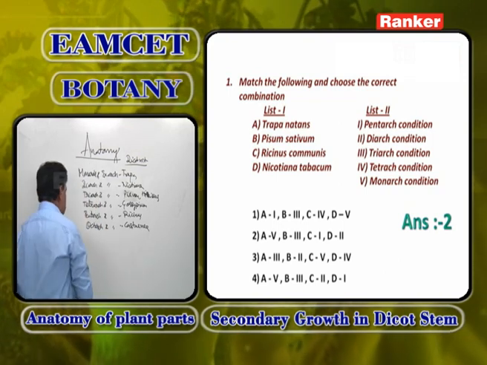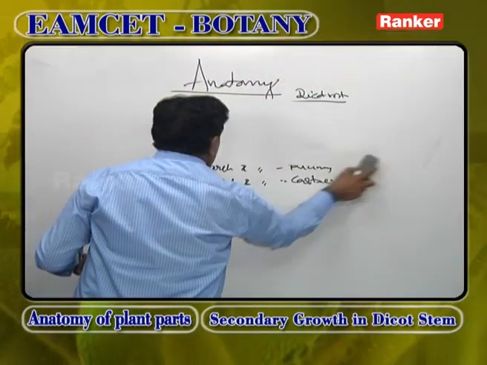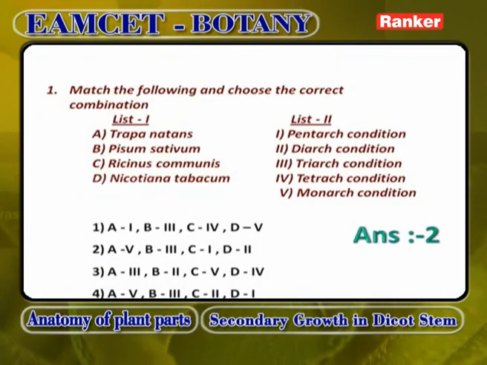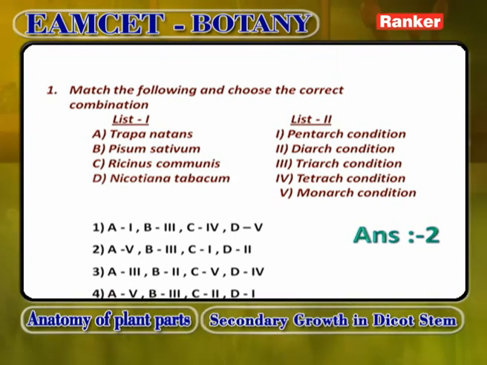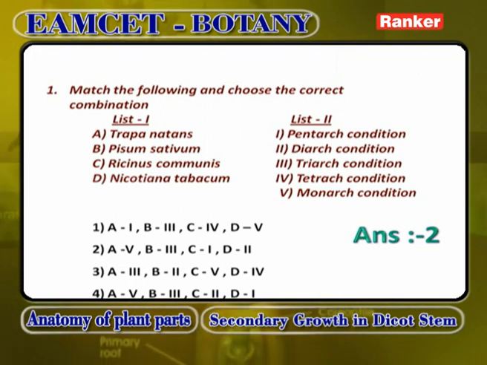Pisum sativum is triarch and exarch. Ricinus communis is pentarch and exarch, and Nicotiana tabacum is diarch and exarch. So A5, B3, C1, D2. The matching is correct in the second option.